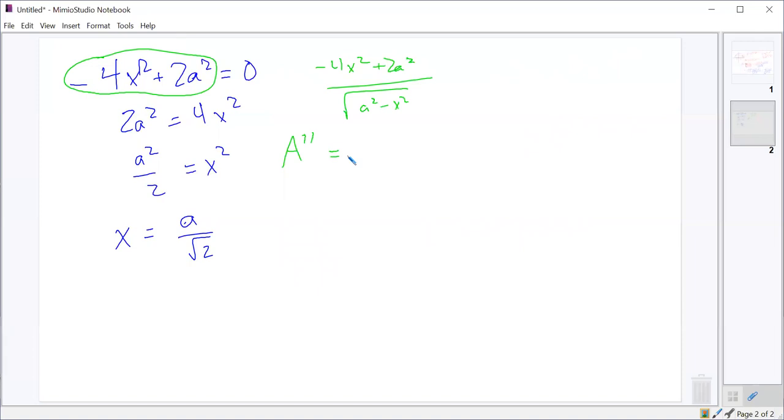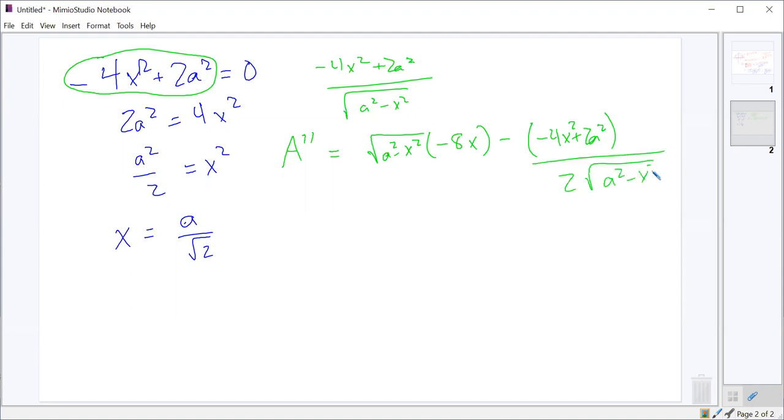And we have y double prime is equal to the denominator times the derivative of the numerator, which is just negative 8x because the 2a squared is a constant, minus the numerator, negative 4x squared plus 2a squared, times the derivative of root a squared minus x squared, which was 1 over 2 root a squared minus x squared times a negative 2x. And I'm just going to put a 2x because if I have a negative, I can change that into a positive. Everybody good there?